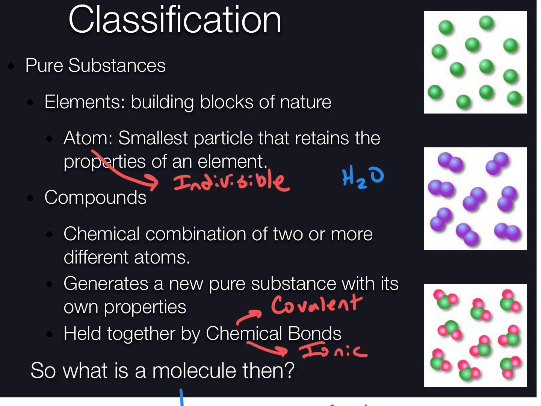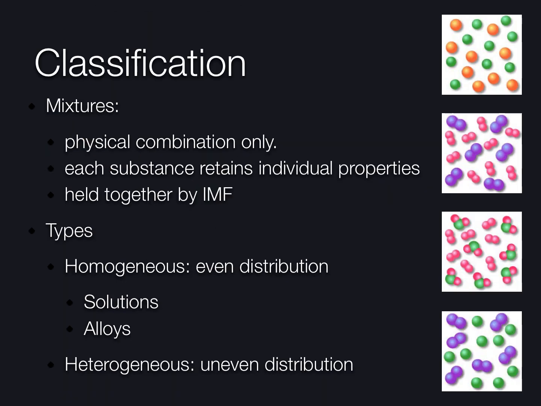Now let's shift gears here and talk about mixtures. A mixture is when you take two pure substances and physically combine them together. This is not a chemical combination. They're not bonded to each other. They're just simply occupying the same space at the same time. And so this is a physical combination. Each of the substances individually retains its properties. And in most cases, they're held together by those intermolecular forces or those intermolecular attractions.